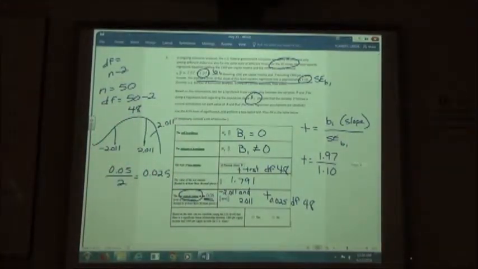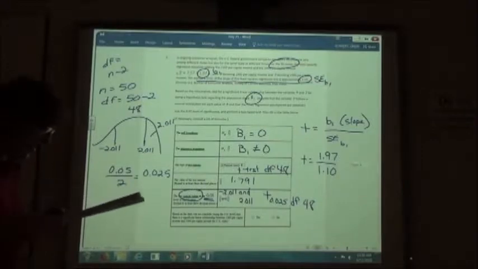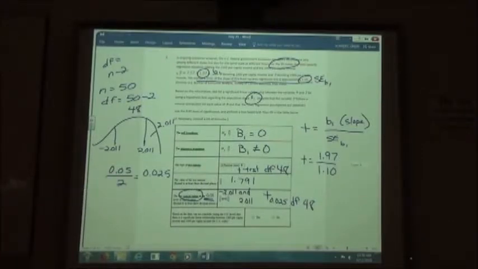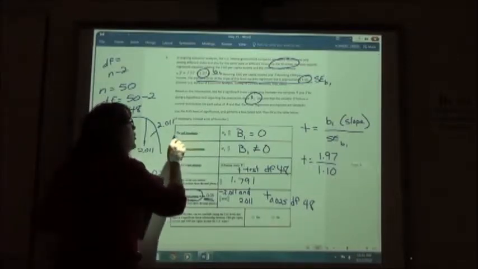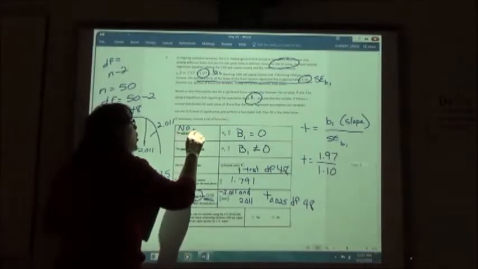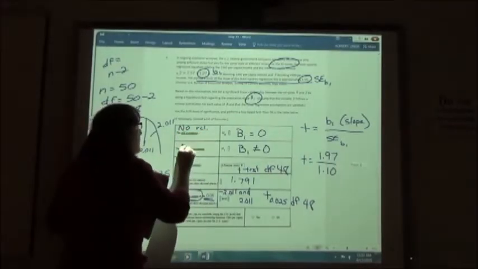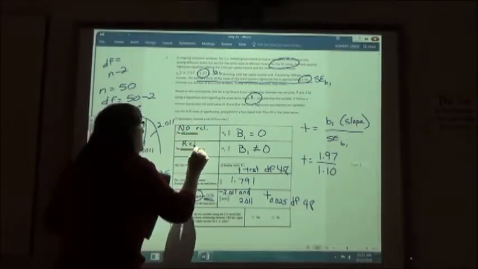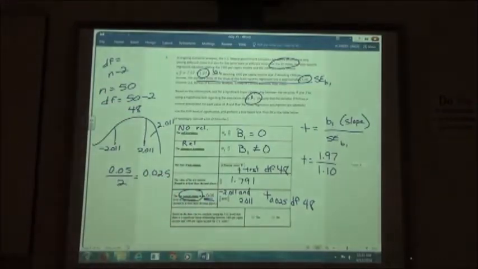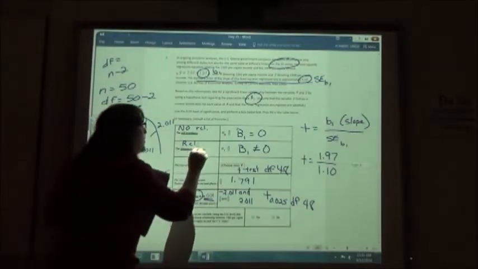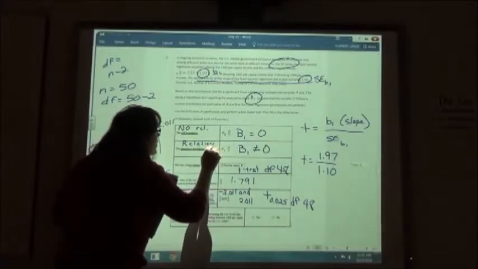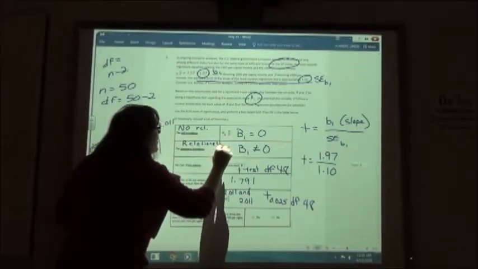Then it says, based on the data, can we conclude at the 0.05 level that there is a significant linear relationship between the 1980 per capita income and the 1999? So, remember here, if the null is true, we say there is no relationship. If the alternative is true, then there is a relationship. A strong linear relationship.